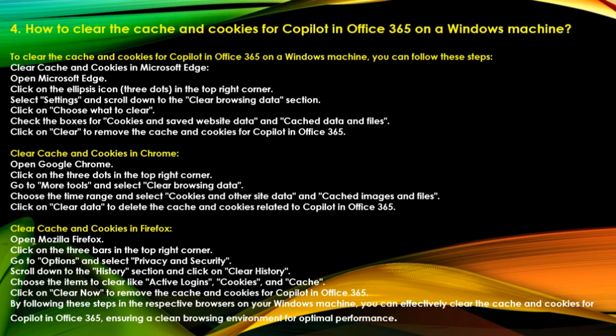Clear cache and cookies in Firefox. Open Mozilla Firefox. Click on the three bars in the top right corner. Go to Options and select Privacy and Security. Scroll down to the History section and click on Clear History. Choose the items to clear like active logins, cookies, and cache. Click on Clear Now to remove the cache and cookies for Copilot in Office 365. By following these steps in the respective browsers on your Windows machine, you can effectively clear the cache and cookies for Copilot in Office 365, ensuring a clean browsing environment for optimal performance.